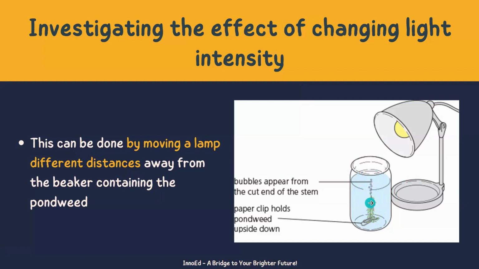So the more the bubbles release from the cut stem, the faster the photosynthesis happens. We can assume the conclusion like that. But this is not a very good evidence because the bubbles may contain oxygen or carbon dioxide or any other gases. We cannot make sure that the bubbles contain oxygen, which is produced from the photosynthesis.